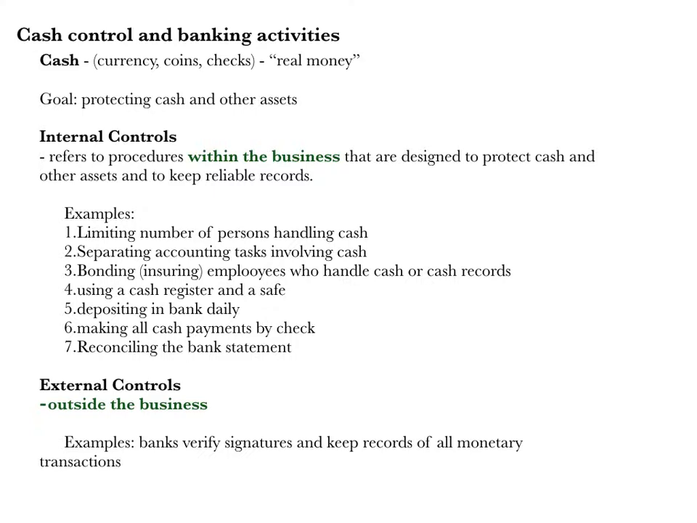External controls are things that happen outside of the business. So they would be things that the bank does to control and take care of our money. So we deposit money in the bank. The bank verifies that only people who have authority to access that bank account are accessing it. And also they keep records of everything, every transaction on the account.